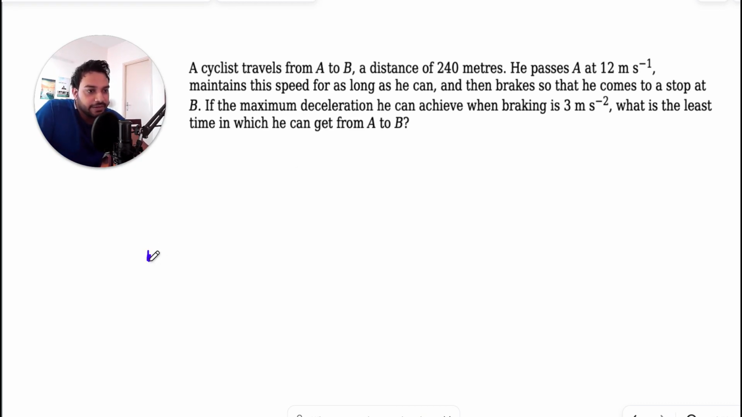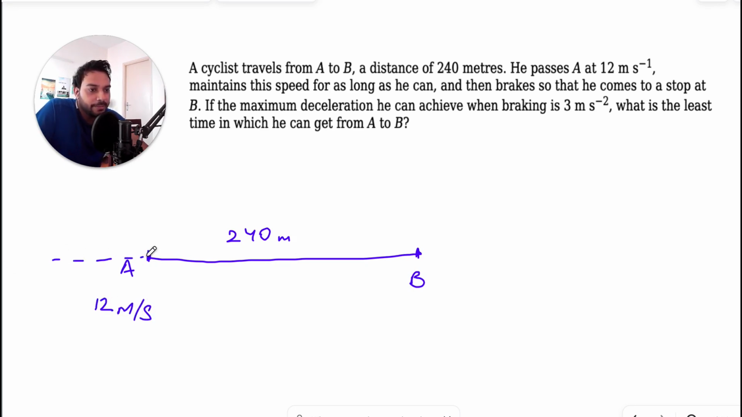So it's saying that there's this distance of 240 meters from A to B. The cyclist crosses A at 12 meters per second. He must have been moving before A as well. He crosses at 12 meters per second and maintains the speed for as long as he can and then brakes. So naturally, to reach in the least time, the question is saying that he is breaking the journey into two parts. One part is moving at constant speed. The other part is braking. So for the least time, we would naturally want the cyclist to move with constant speed for as long as he can and brake for the minimum time.